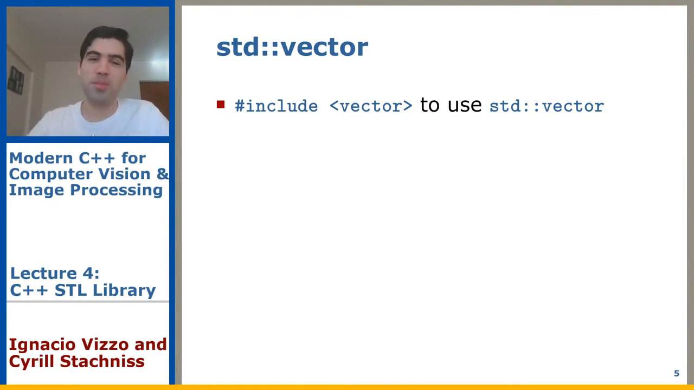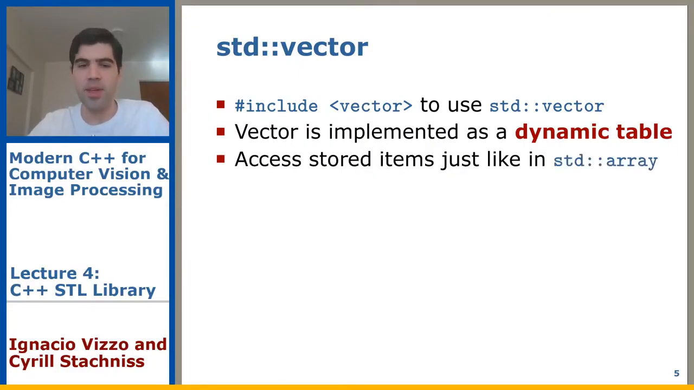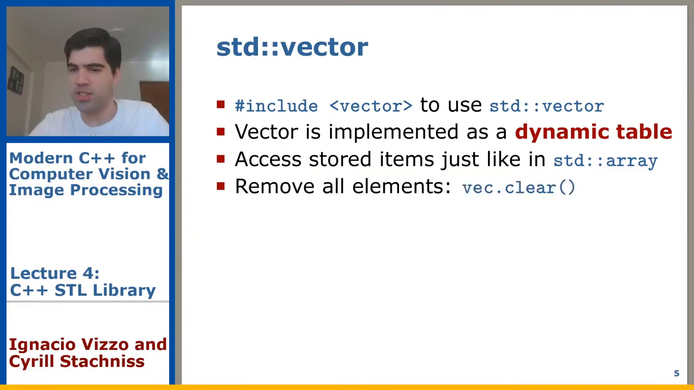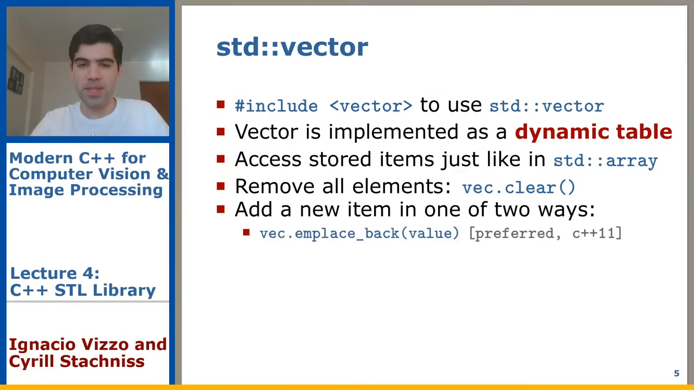Analogously, to use vector, you need to include the vector header file. This is implemented as a dynamic array, and to access stored items you can do it just like in an array, with the square bracket operator. If you want to remove, for example, all the elements, just call the clear function. And then basically you have 2 ways of adding new elements to the container. One is emplace_back, which is the preferred way of doing it.